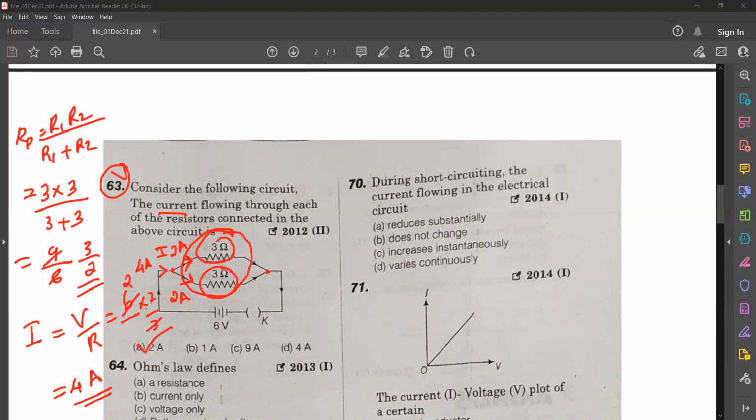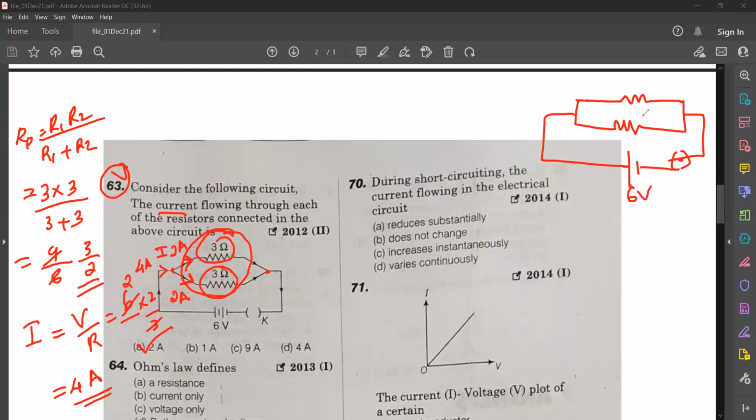Option A. Now listen, this can be done in another method also. But I just showed you this so that if you have different values of resistors also you can do it. Now listen, in a parallel circuit, voltage across the resistors will be same, isn't it? That means if I'm connecting two 3 ohm resistors like this and I'm providing a voltage of 6 volt here, the voltage drop across each resistor will be same only.